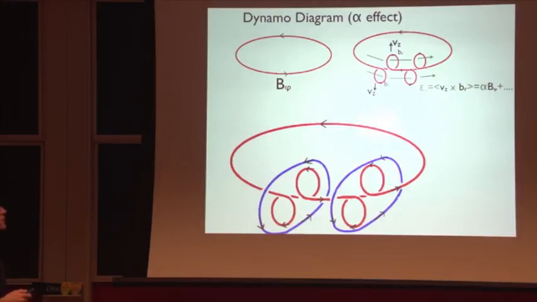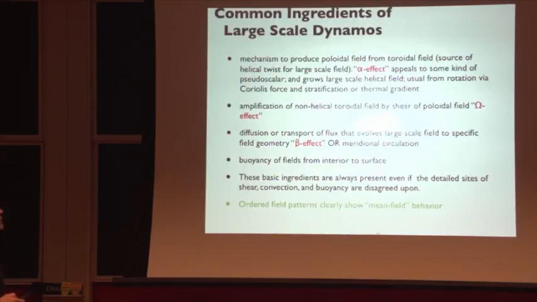continue this process, etc. Now, the common ingredients for all of the dynamos is an alpha effect, this poloidal twist. One way or another, you need to twist the poloidal field. There's the shear of the differential rotation. That's the omega effect. So this is, I should say, common ingredients of all large-scale dynamos as applied to the sun. And then there's some kind of diffusion or transport of a flux that carries the large-scale field from where it's produced to larger scales, to the poles, for example. So these three effects, alpha, omega, and beta, are all needed in all dynamos.